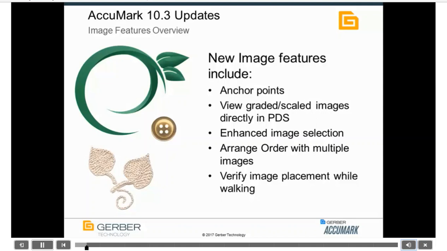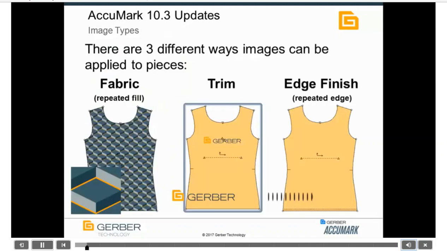So let's take a step back and talk about the three types of images that we have in AccuMark. When we talk about placing an image, there's an option in your Create tab to place your images on your pieces. A couple of rules to be doing that in case this is your first time placing an image. The pattern piece, if you're going to be placing fabric images, needs to be a part of a model, and a fabric type needs to be assigned. Those are two essential steps beforehand to make sure that your fabrics are placed correctly.